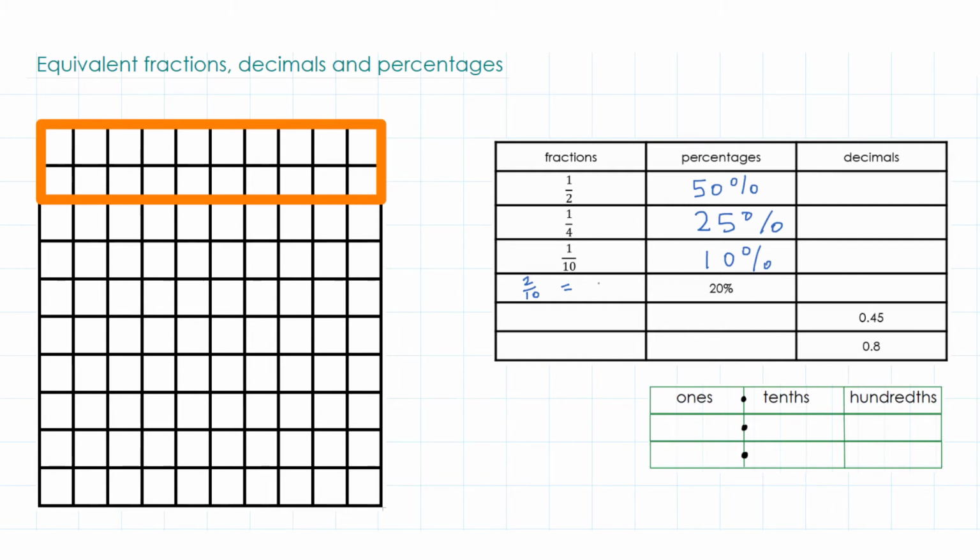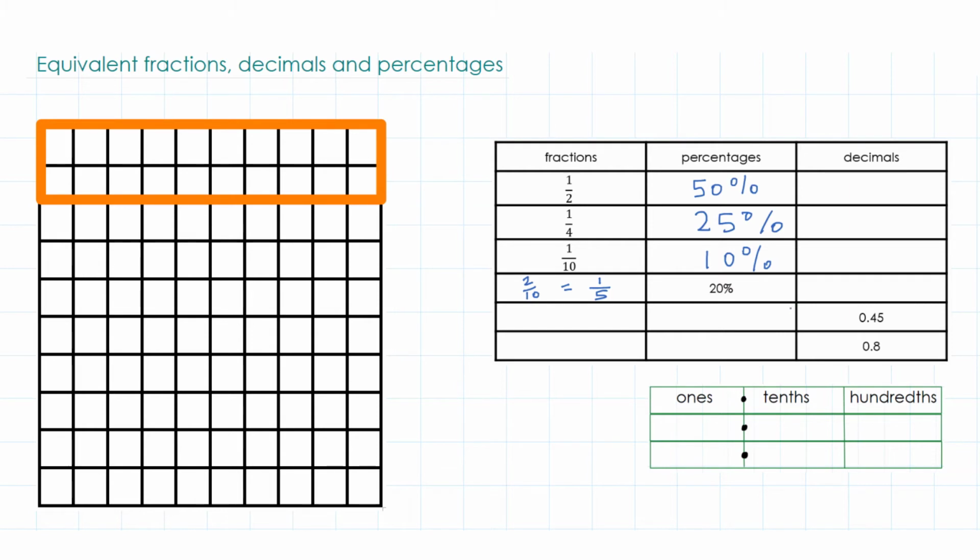It's 2. So we'll divide top and bottom by 2. 2 divided by 2 is 1. 10 divided by 2 is 5. We get 1/5. So 20% as a fraction is 1/5. 1/5 as a percentage is 20%. Now let's look at the decimals.